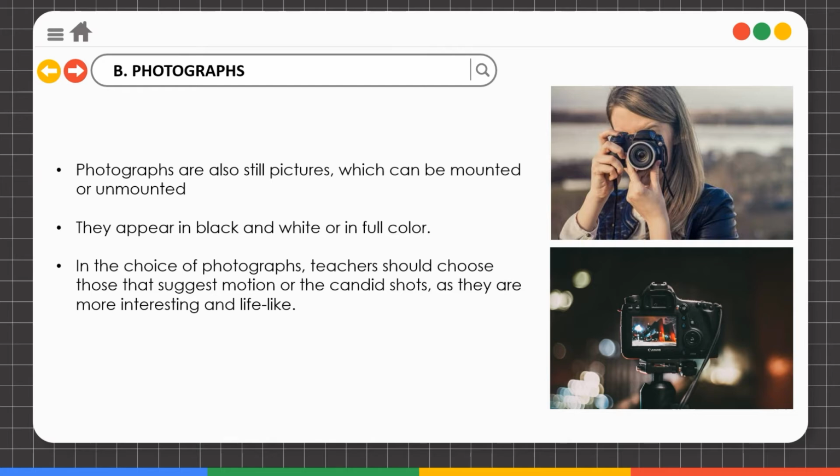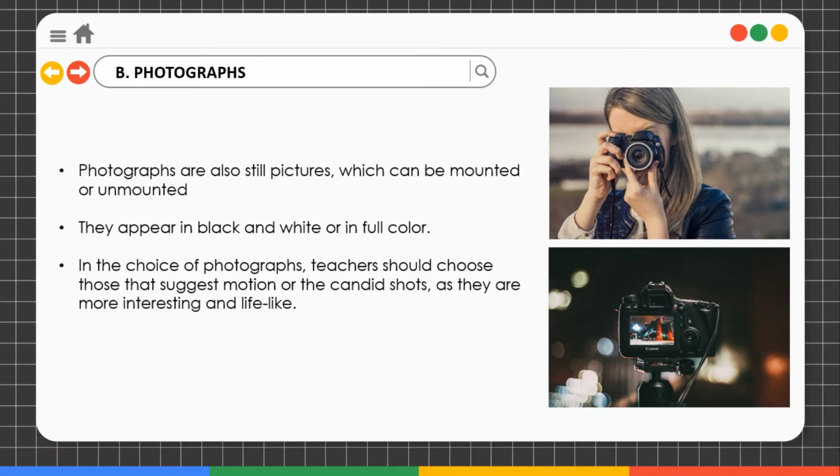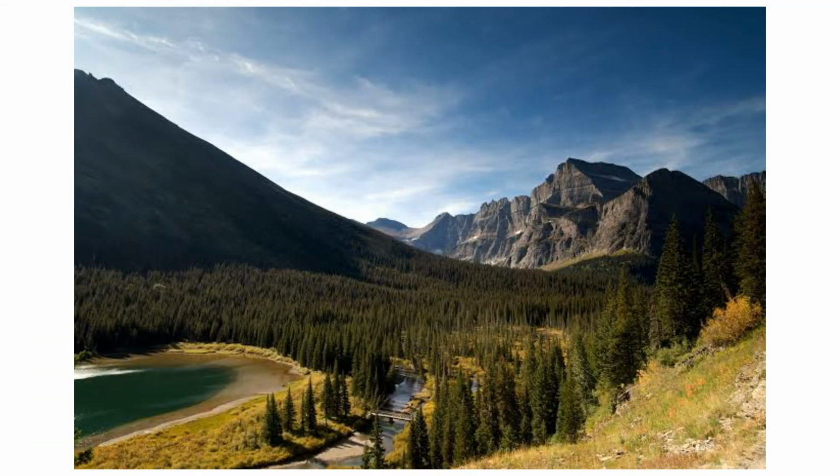Photographs can be mounted or unmounted. Usually, they appear in black and white or full of colors. In the choice of photographs, teachers should choose those that suggest motion or the candid shots, as they are more interesting and lifelike. Snapshot pictures do not pose so much challenge and interest, hence, the discussion about them is limited. So here are some examples of photographs.